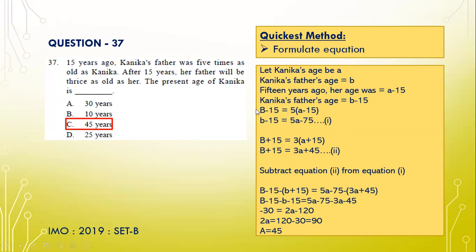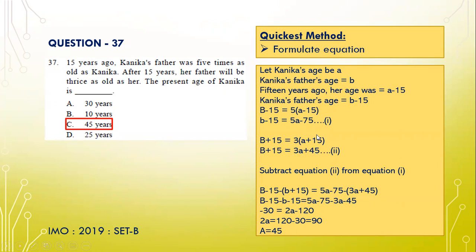Is thrice as old as hers. It will be 3 times as old as Kanika after 15 years. So A plus 15, isn't it? After 15 years, Kanika's age will be 3A plus 15. So Kanika's father was 3 times as old as Kanika. So B plus 15 is 3 times A plus 15. So B plus 15 is 3A plus 45.